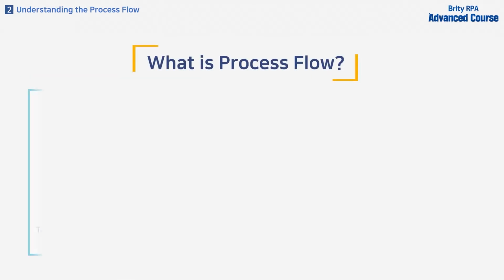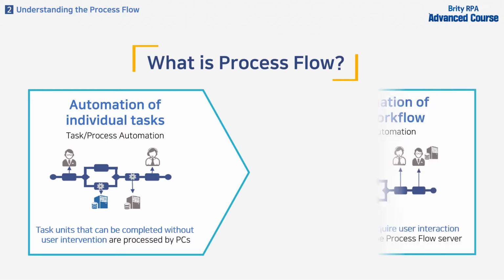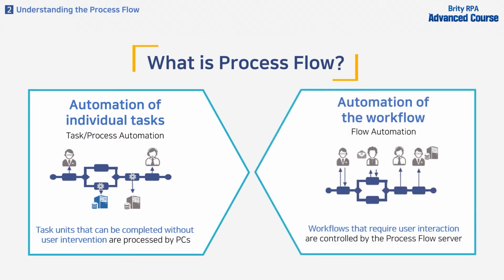In other words, automation of tasks and processes refers to the implementation of automatic processes for each and every individual task that is carried out without human intervention, according to the established work procedures. During the application, the workflow must be controlled if interactions exist between the various unit tasks. To automate such a complex workflow, a process flow running on a server is utilized.